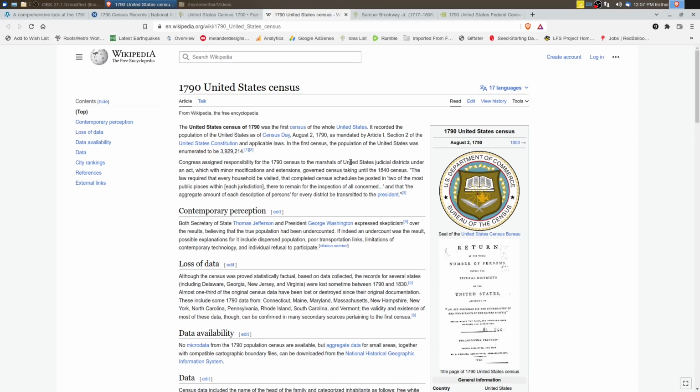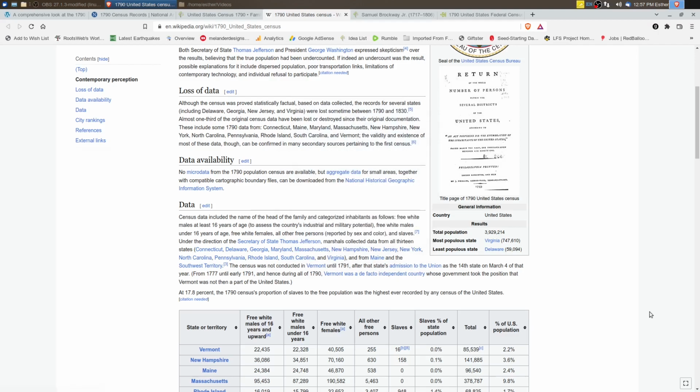And if there had been an undercount, it was because the population was dispersed, there wasn't very good transportation, there were limits to technology, and also individual refusal to participate, which is still a concern to this day, that there are people who refuse to participate in the census. And that's true despite there being laws requiring people to participate. So how many people were counted?